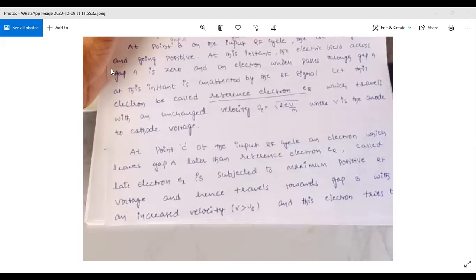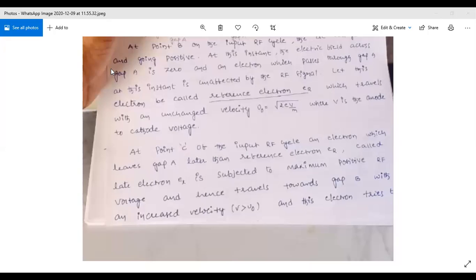So while shifting from gap A to gap B, up to this point all the electrons are traveling with the same velocity. But here, because of this RF signal, the velocity of the electrons changes. So you can say that here is the velocity modulation process, and that is drifting like this. Now at this position, it can be converted into current. So current modulation. In the drift space, velocity modulation is converted into current modulation.